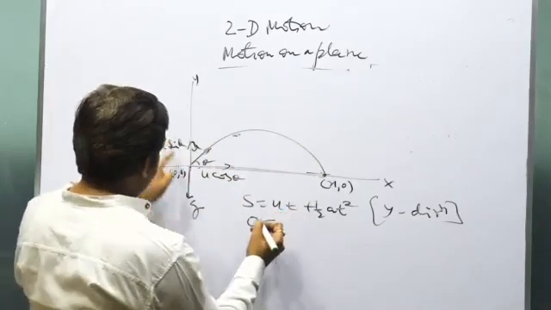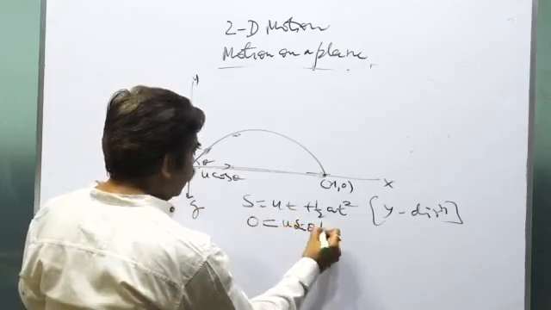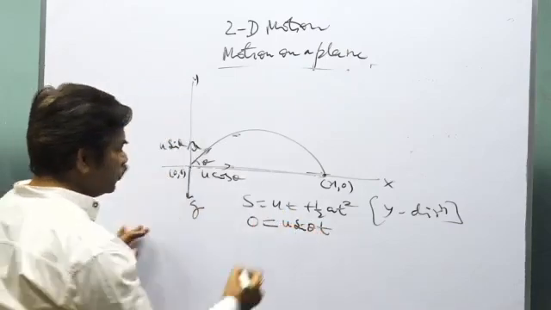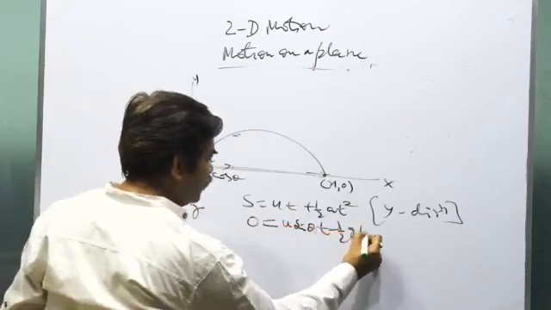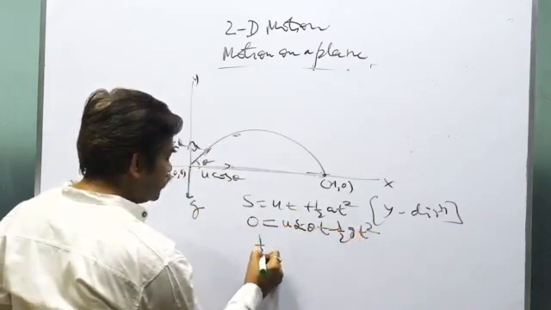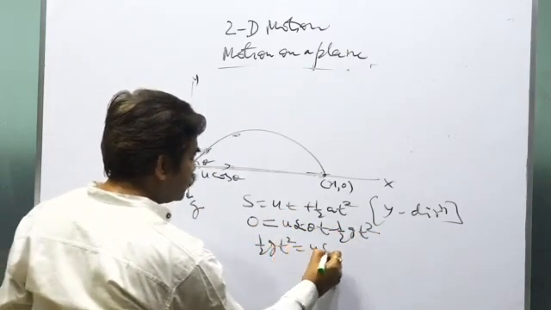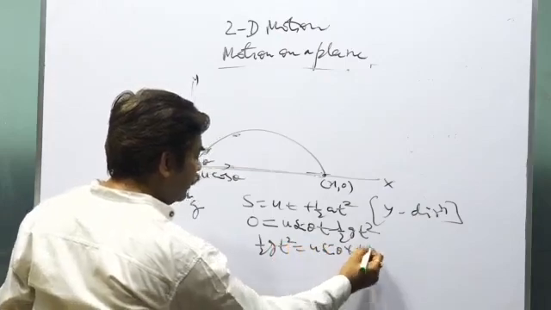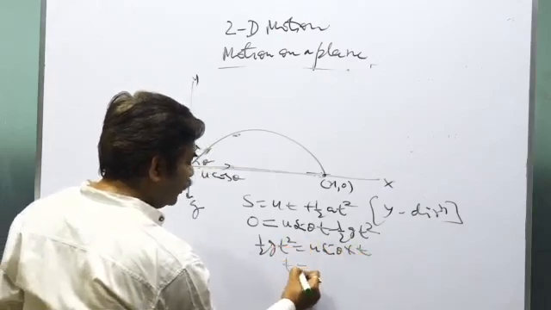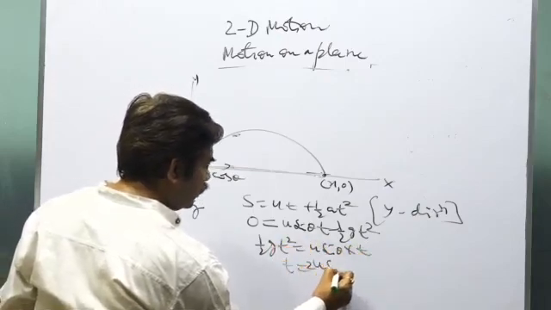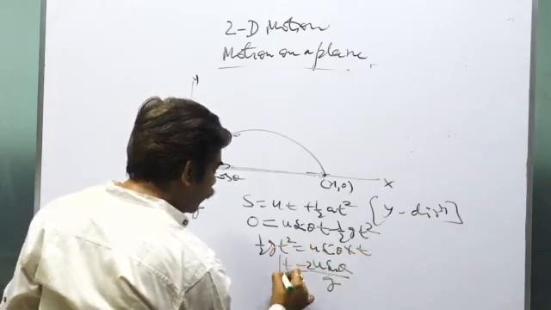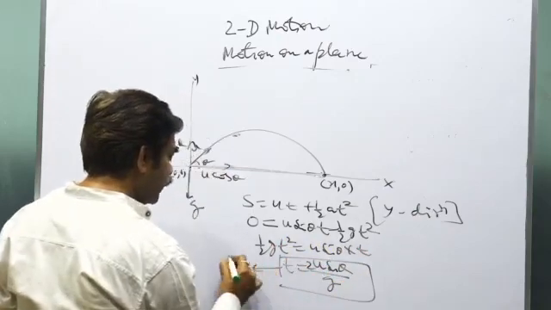Initial velocity of y direction is what? U sin theta into t. Acceleration is in the opposite direction, so that is minus half of g t square. This term is transferred to this side, half g t square becomes u sin theta into t, and t will be cancelled, so you get t equals 2u sin theta upon g.